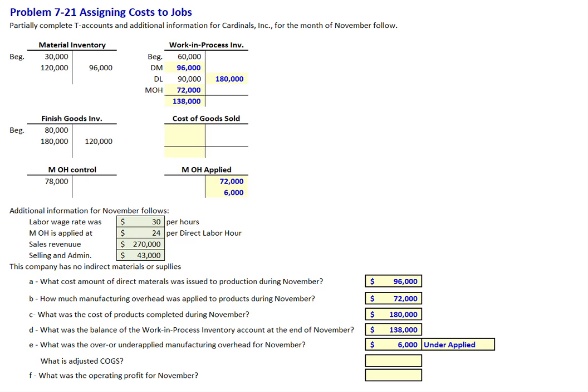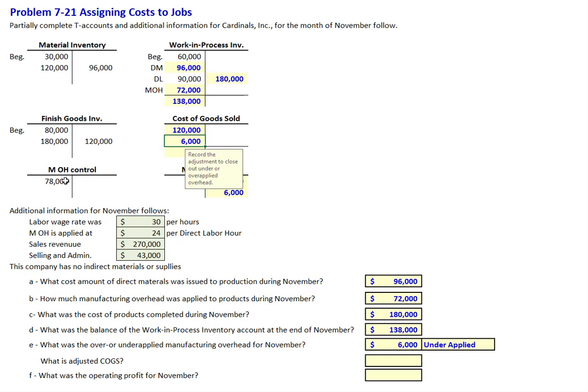Next we're asked, what is our adjusted cost of goods sold? Well, we need to pick up our cost of goods sold. And our cost of goods sold will be any cost or merchandise transferred out of finished goods inventory. And we see a credit to finished goods inventory for $120,000, which means we would have had a debit or transfer over to cost of goods sold of $120,000. And of course, manufacturing overhead was underapplied, and we would close that out at the end of the period if we didn't prorate it directly to cost of goods sold.